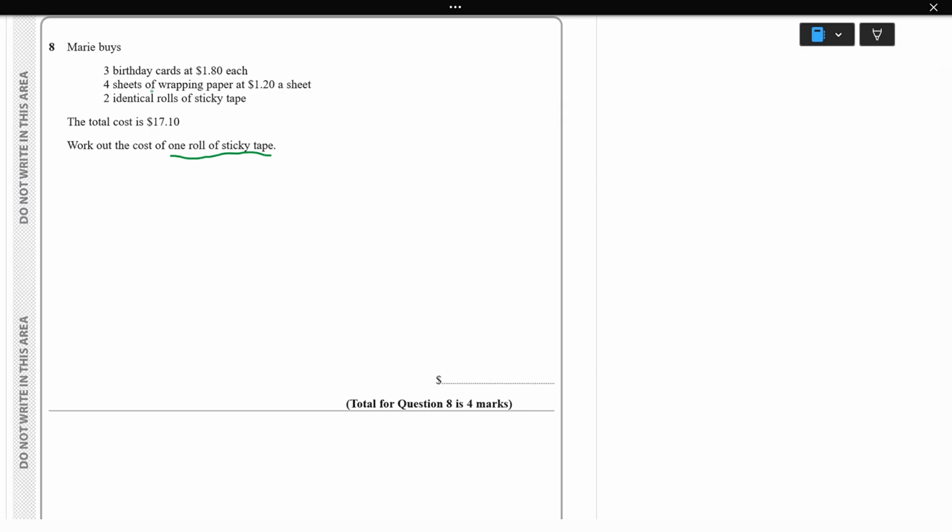So 3 birthday cards at once. So 3 times 1.80, then plus 4 sheets of wrapping paper, so 4 times 1.20, plus 2 identical rolls of sticky tape. So 2 times the sticky tape, I'll take as x, equal to the total amount, 17.10. So we need to find out x, that's it.